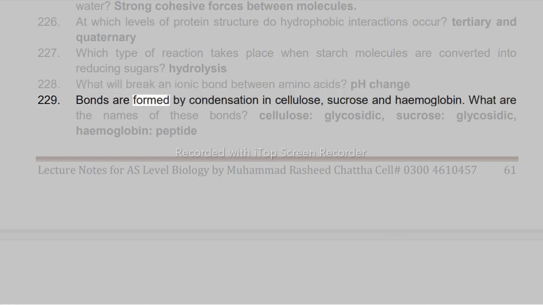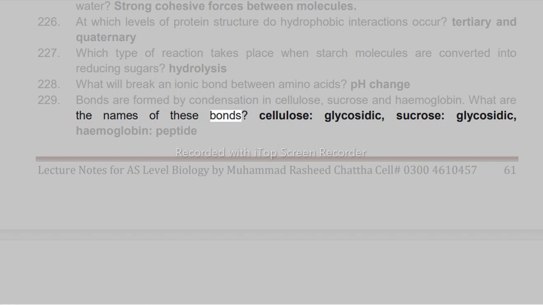229. Bonds are formed by condensation in cellulose, sucrose, and hemoglobin. What are the names of these bonds? Cellulose, glycosidic; sucrose, glycosidic; hemoglobin, peptide.